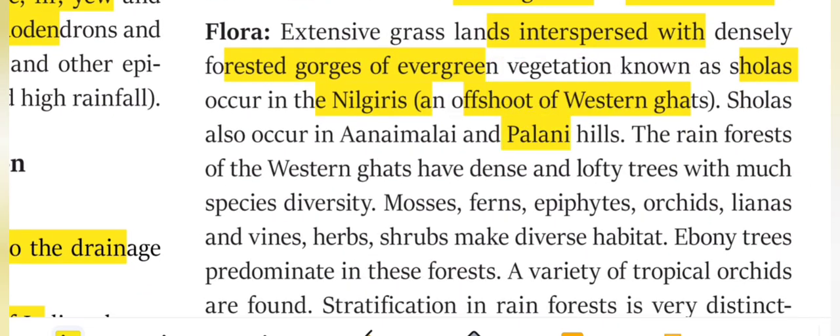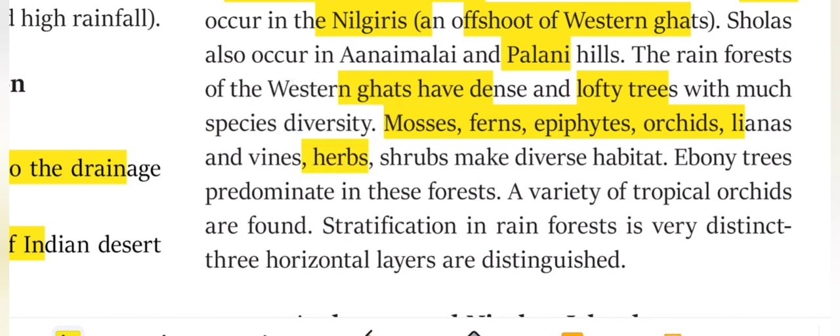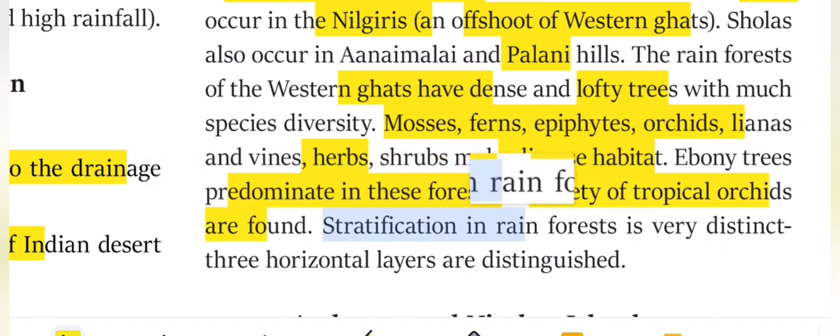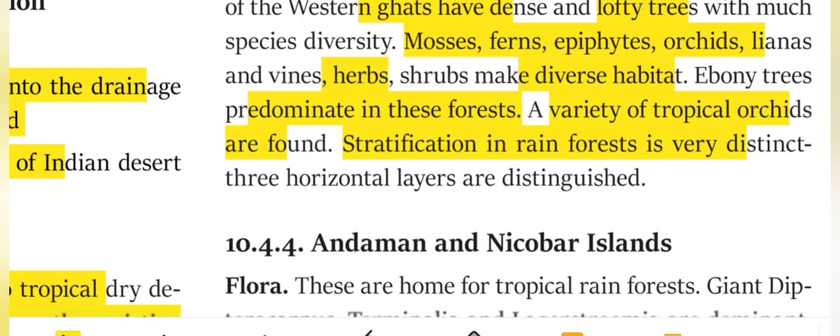Okay, the rainforest of the Western Ghats have dense and lofty trees with much species diversity. Mosses, ferns, epiphytes, orchids, lianas, vines, herbs, shrubs make diverse habitat. Ebony trees predominate in these forests. A variety of tropical orchids are found. Stratification in rainforest is very distinct. Three horizontal layers are distinguished.